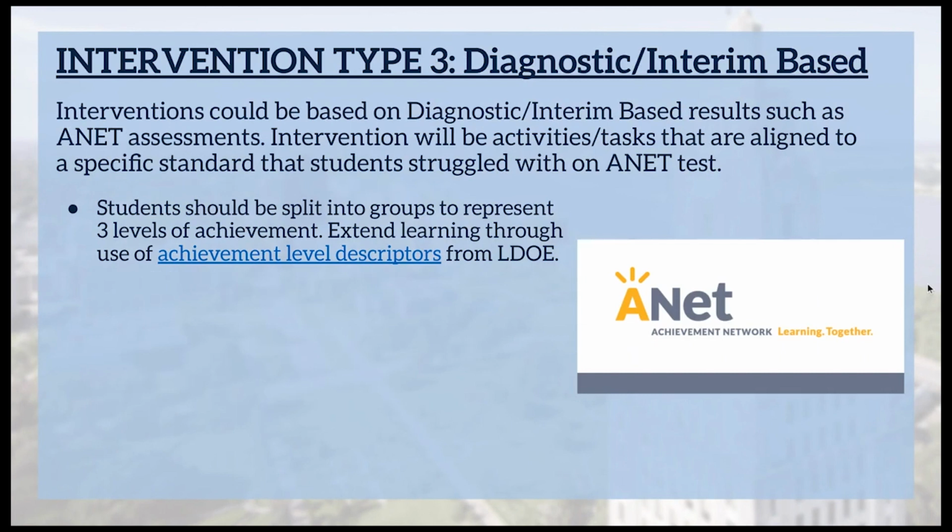The next type is looking at diagnostic and interim based data. So I would now use my ANET interim, my ANET diagnostic data. Remember, that is based on the previous grade level skills. It will show you what skills or misconceptions the students have, and that can be built into grade level material to scaffold them to attain that grade level standard. So make sure it's not just that you're focusing on an 8th grade skill, but you're utilizing that 8th grade skill to build them up to that high school standard.